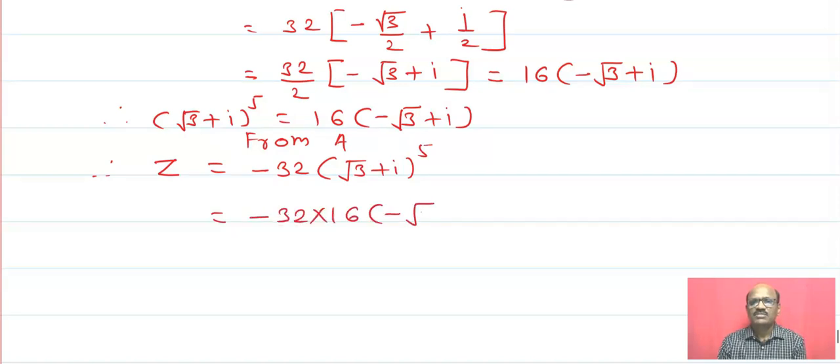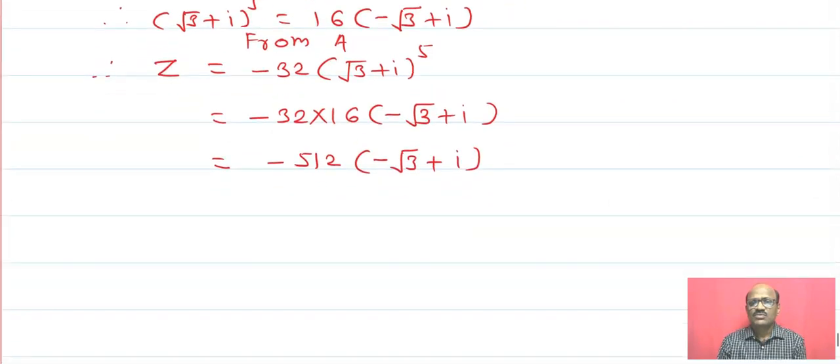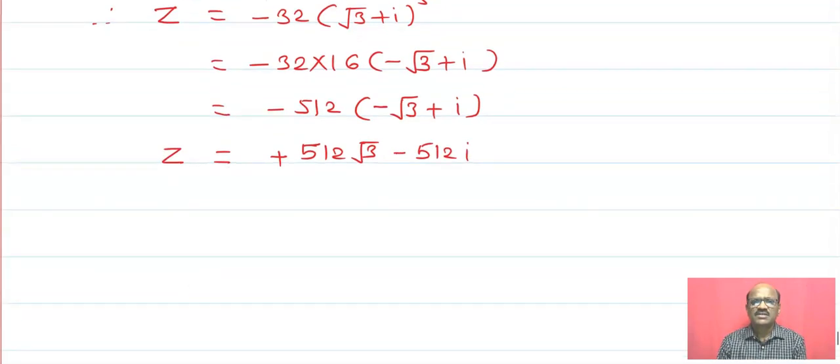What is the value of root 3 plus i bracket raised to 5? That is 16 into minus root 3 plus i, and 16 into 32 is 512, and it is written in this fashion: minus 512 times minus root 3 plus i, minus times minus become plus, that is 512 root 3 minus 512 i. This is the final value.